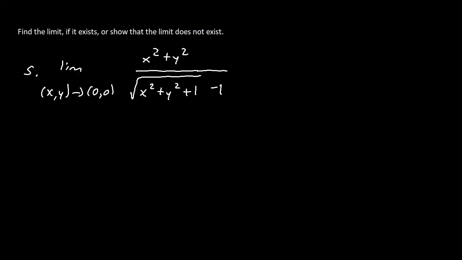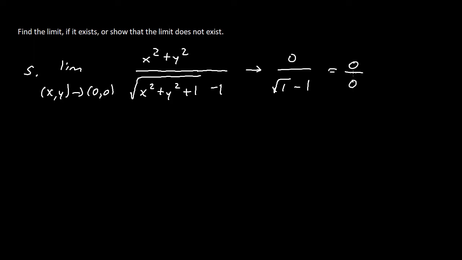So for number 5, we have the limit of (x squared plus y squared) over (the square root of x squared plus y squared plus 1, minus 1) as x and y approach 0 and 0. Obviously direct substitution will lead us to 0 over 0. We have 0 on the numerator, and then the square root of 1, which is 1, minus 1 is also 0. So we cannot use direct substitution.